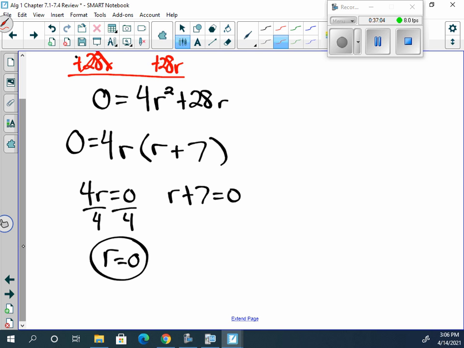So 4 times r equals 0, well, we know r is 0, because that one's nice. We like that one. And for our other one, we would subtract 7 from both sides, telling us r is equal to -7.